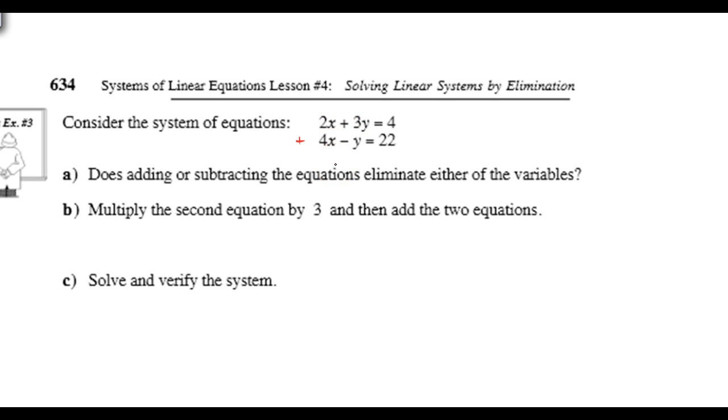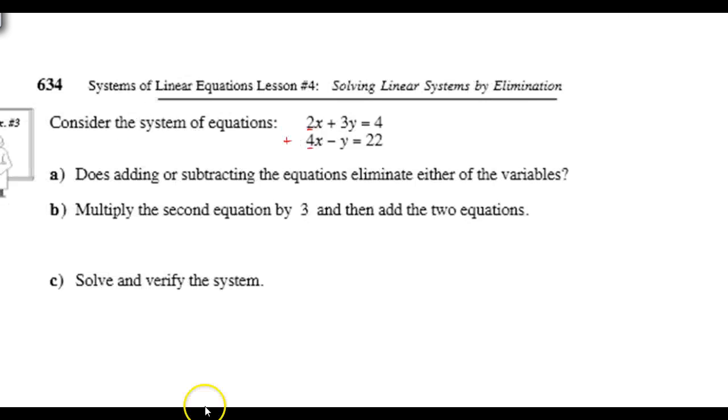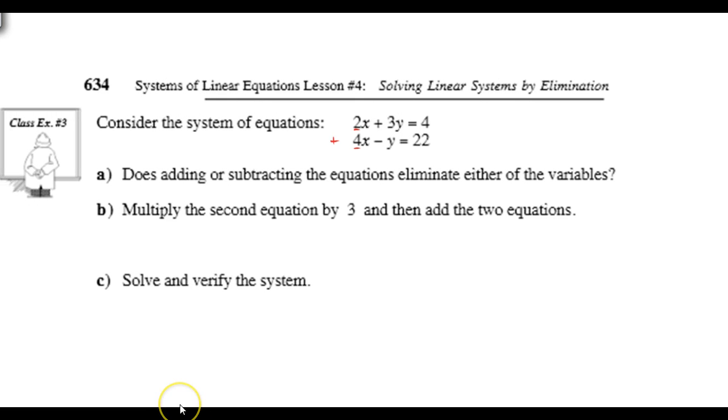So how can I make the coefficients here the same? I have a 4 here and I have a 2 here. What can I do to make those two the same? Well, I can multiply the top equation by 2, multiply everything by 2. Of course, you need to multiply everything by 2, and that should get me to where I want to be. So now let's go ahead and do that.